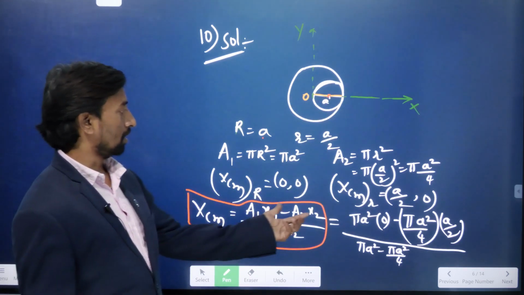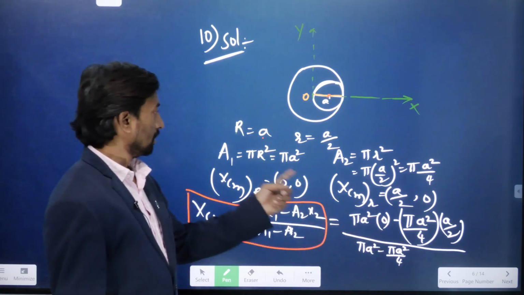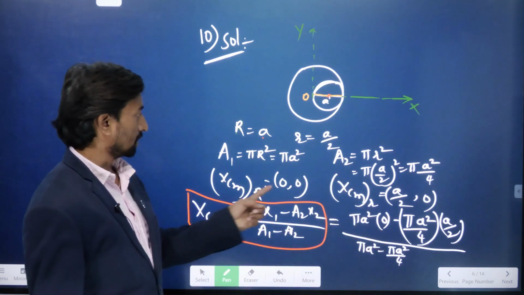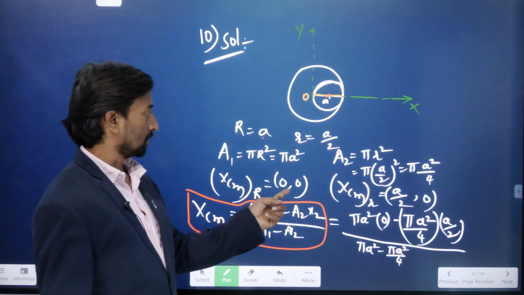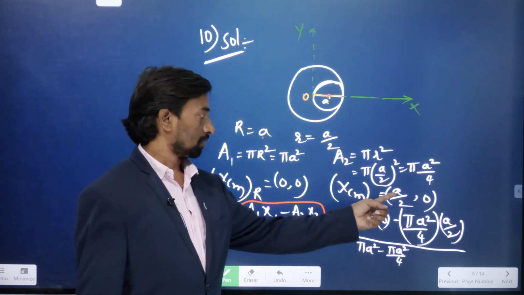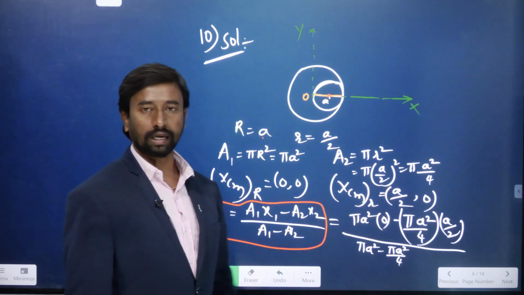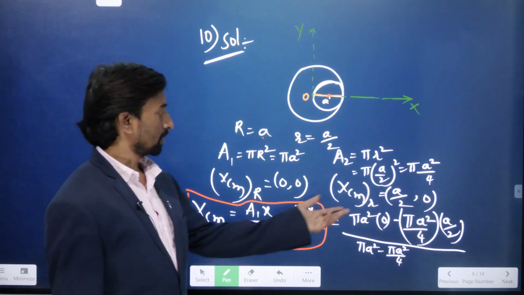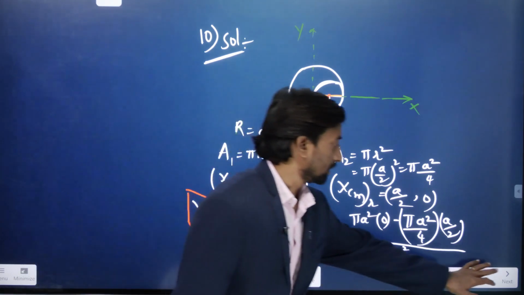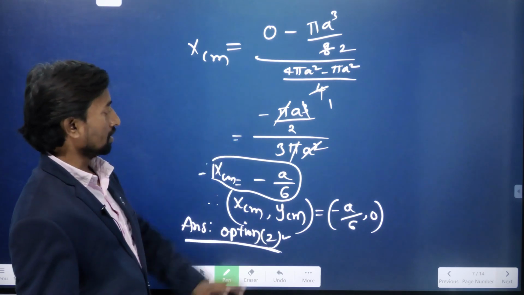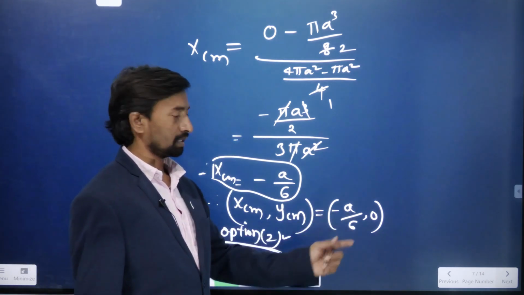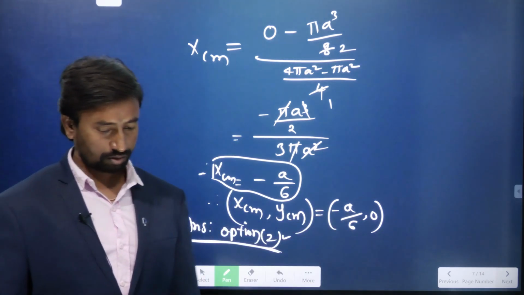Now in this formula we have substituted all the values: A1, A2, x1 and x2. x1 is 0 and x2 is a by 2. We simplified and got the answer, minus a by 6.